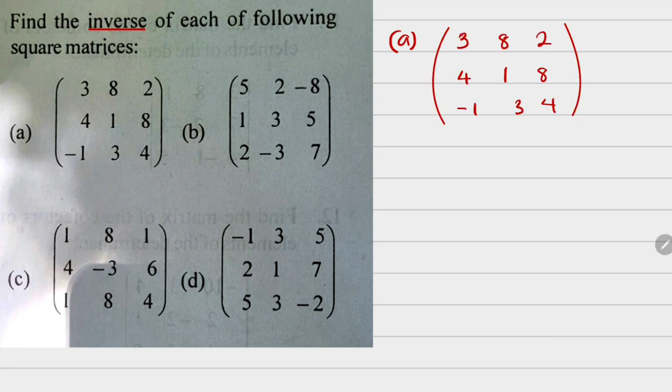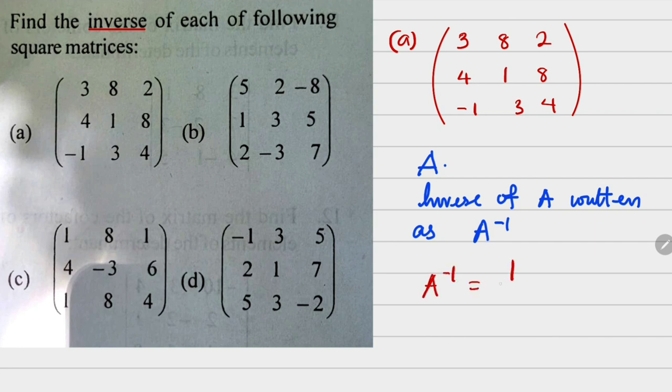Okay, now, guys, let this matrix be A. Now, what is the inverse of A? Inverse of A is written as A inverse. A inverse is equal to 1 all over the determinant of A, times the adjoint of A. It is very important.